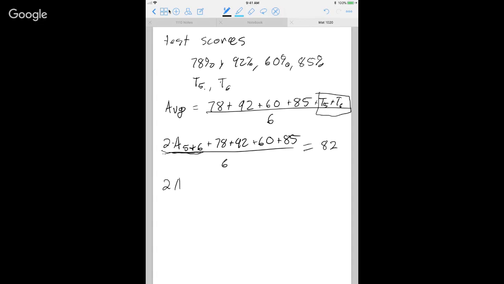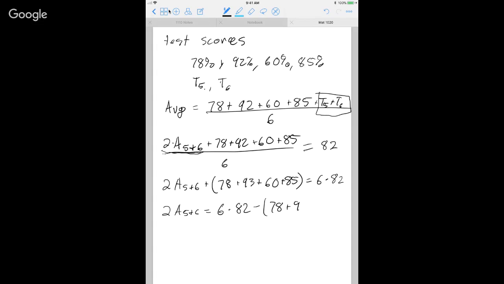So I'm just going to rewrite, keeping the computations for later. I'm going to put these in parentheses. No real good reason, just easier for me to think of them as one thing. So I'm multiplying both sides by 6. I get 6 times 82. All right, and then we see that 2 times the average of 5 and 6 together is equal to 6 times 82 minus all those other numbers.